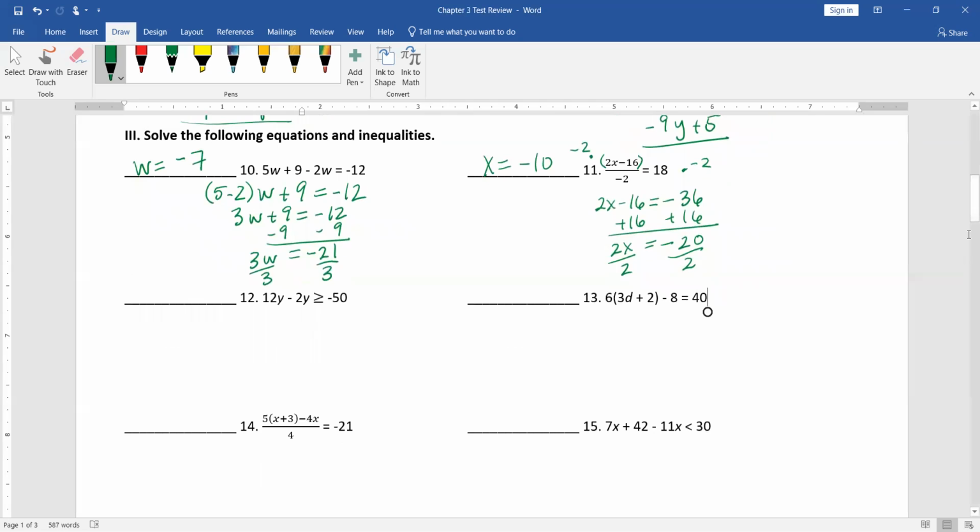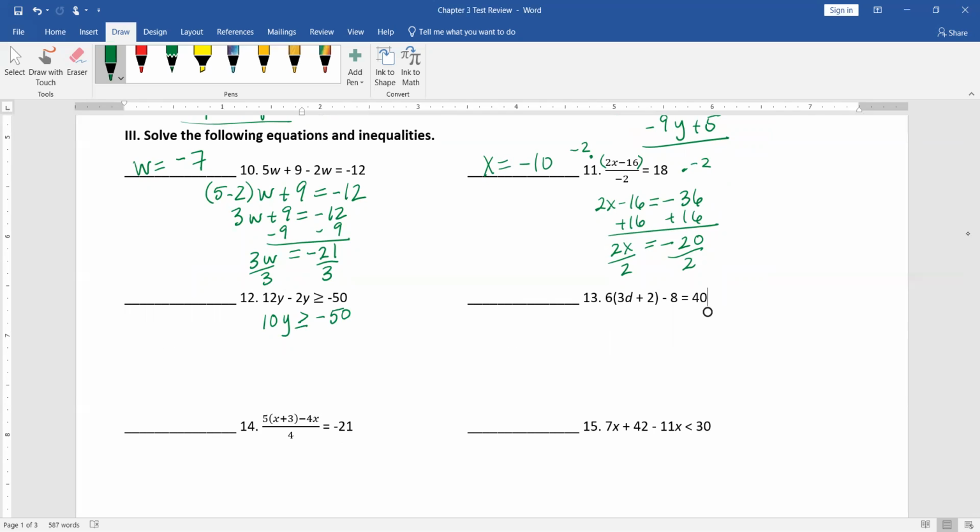All right, number 12, we're looking at inequalities here. So be careful when you're working with inequalities. If you divide or multiply by a negative number, you must reverse your inequality sign. So let's go ahead and combine like terms here first. We have 12y minus 2y. Let's simplify that down to 10y is greater than or equal to negative 50.